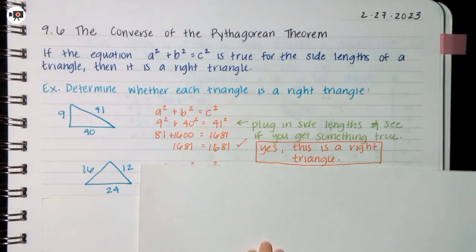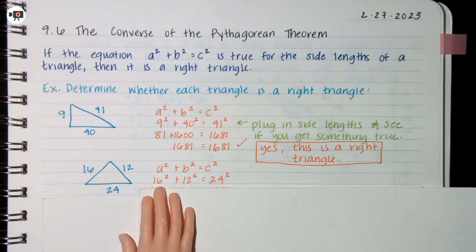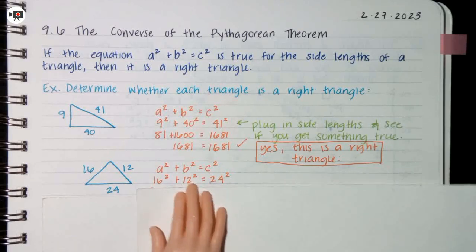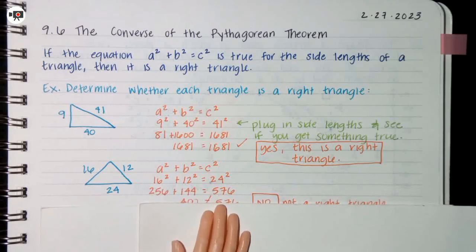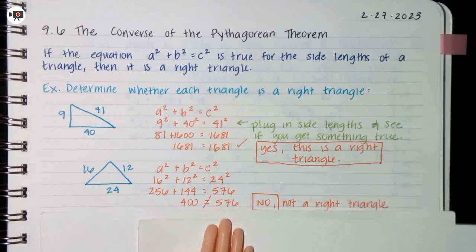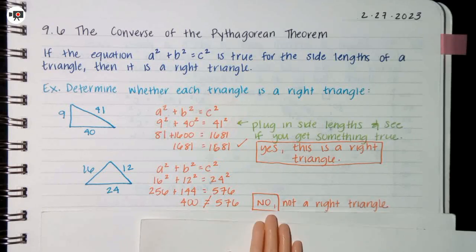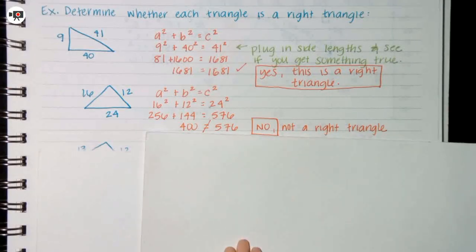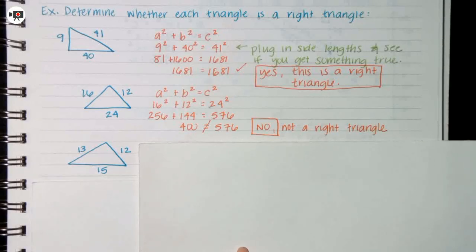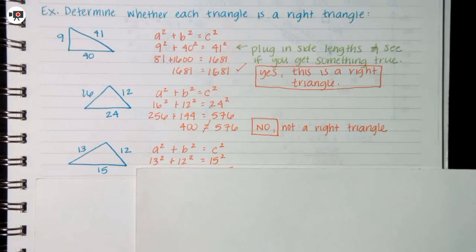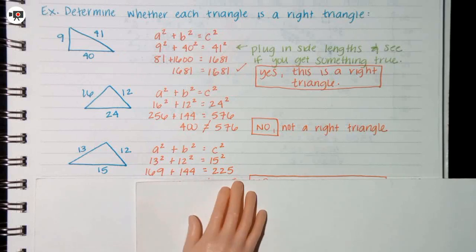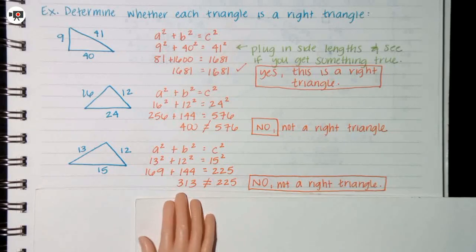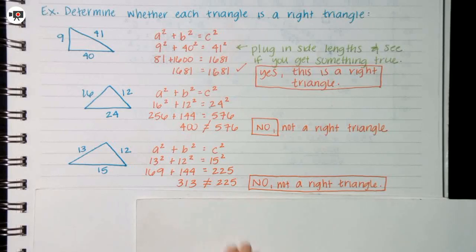For this triangle, I would plug it in as 16 squared plus 12 squared equals 24 squared, as long as the longest side is by itself. Then we get 256 plus 144, which is 400, equals 576, and we know that is not equal, so no, this is not a right triangle. I have a triangle with sides 12, 13, and 15, and so I'd plug that in. 13 squared plus 12 squared is 15 squared, so 169 plus 144 is 313, and I get 313 equals 225. That is not true, so that's not a right triangle.